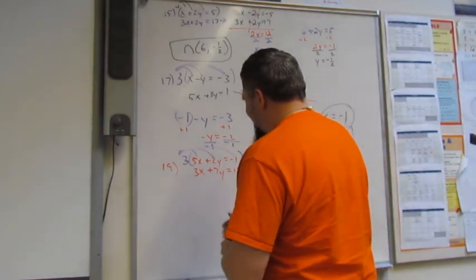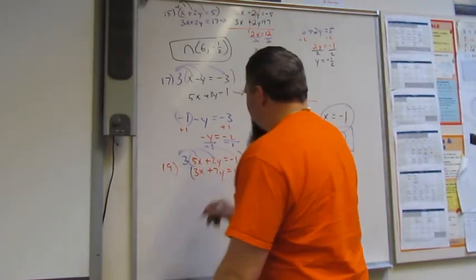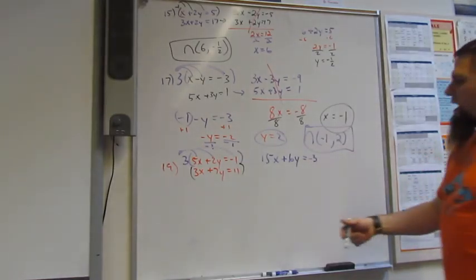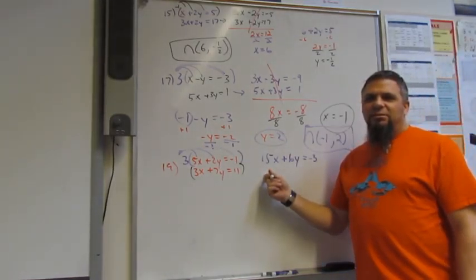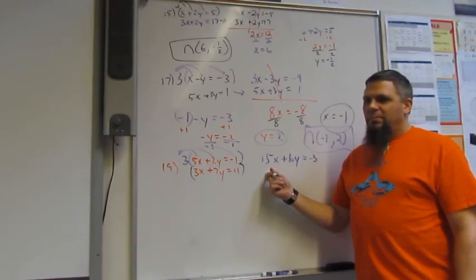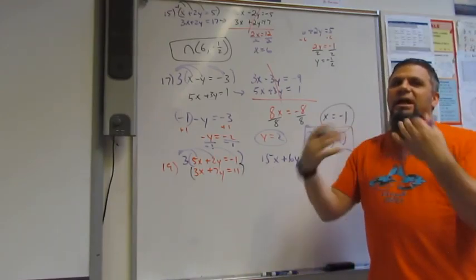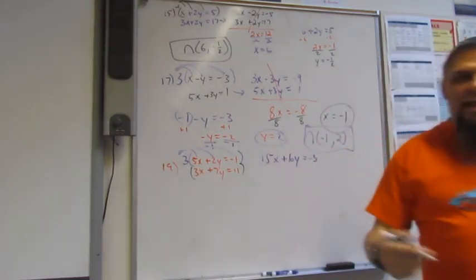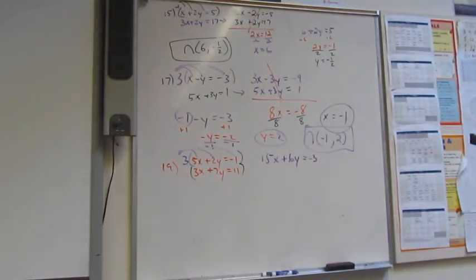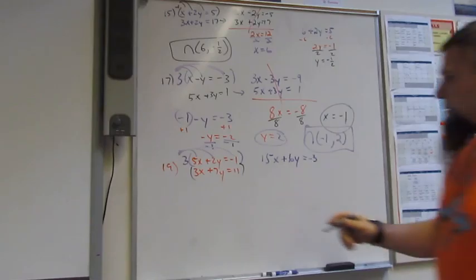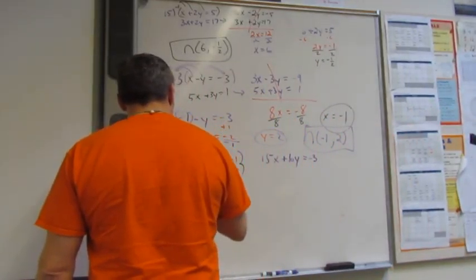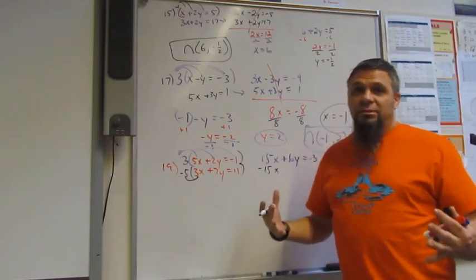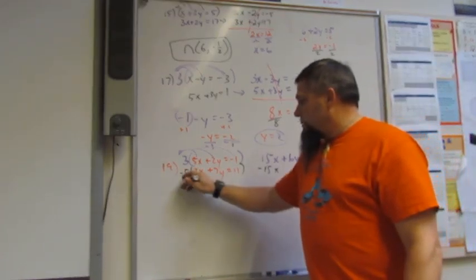Alright, and then what do I multiply 3 by to get 15? 5. Now is that going to make it opposite if it's 15? I have to make it into a negative 15, right? So what would I multiply this by to get negative 15? Negative 5. Yeah. So then I got negative 15x. That's good. They're opposites now. And then just keep going.